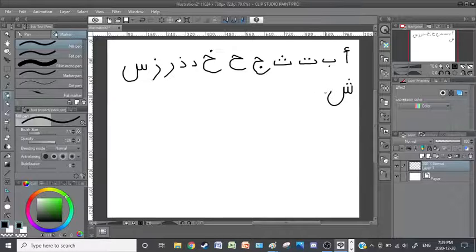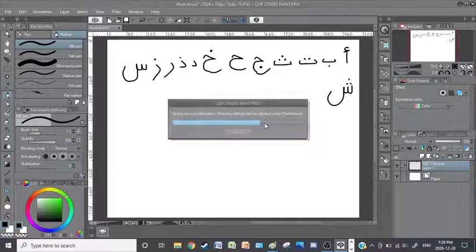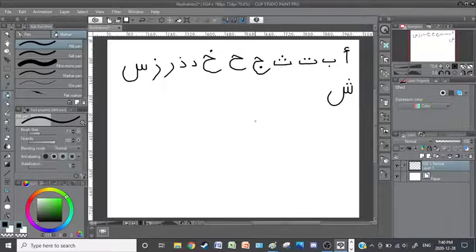Now comes the most difficult letter. It's saving, sorry about that. Now comes the most difficult letter for a non-Arabic speaker to learn in Arabic. It is also somewhat difficult to draw in the beginning, at least that is what I am told.